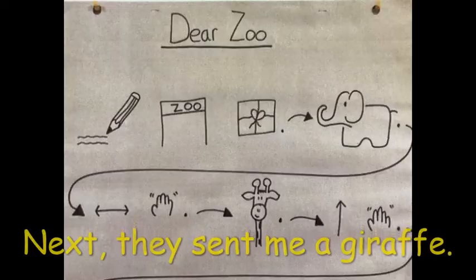Are you ready? I wrote to the zoo to send me a pet. They sent me an elephant. He was too big, so I sent him back. Next, they sent me a giraffe. Amazing. Have a go saying those bits at home.